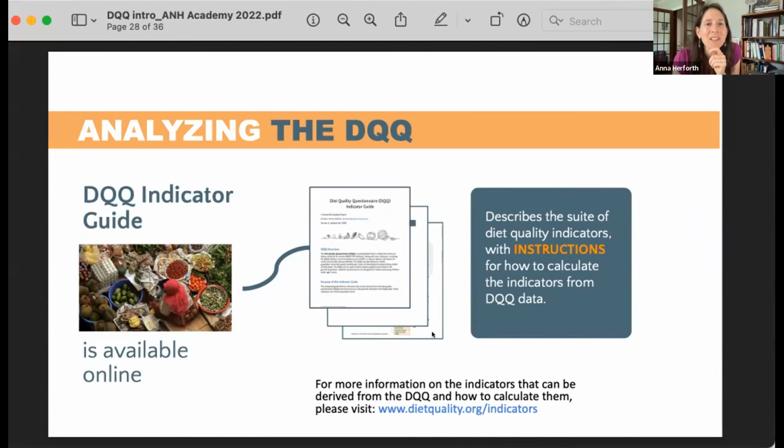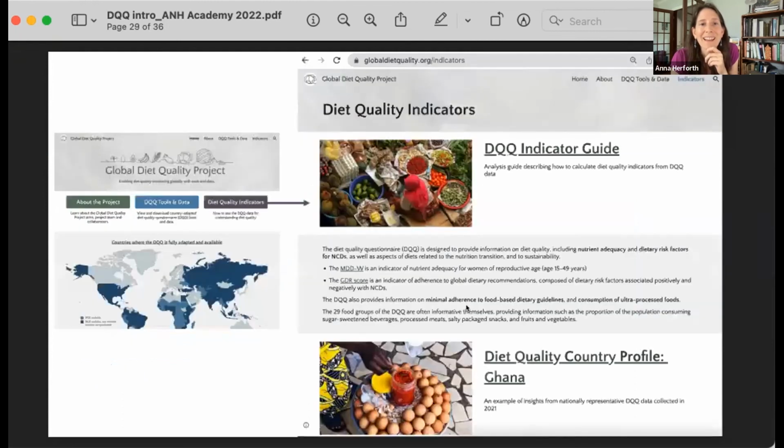And I wanted to just point you to this indicator guide that's available on the website. So there are a bunch of indicators that you can calculate from these different food groups, probably some that you might be interested in yourself that are maybe not even in this indicator guide, but this has some standard indicators, some of which we will go through right now.